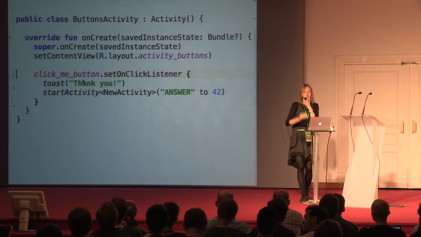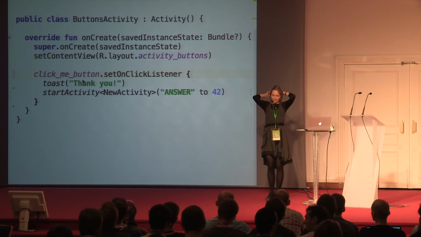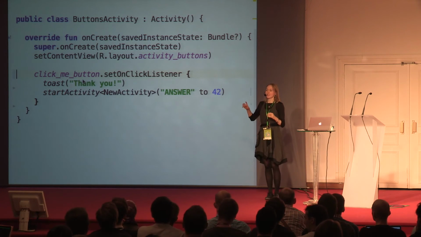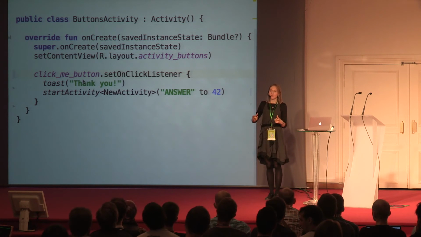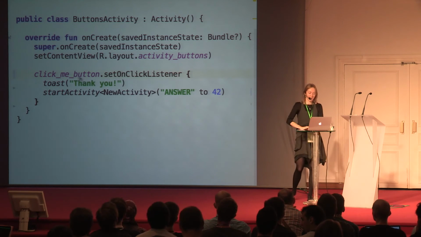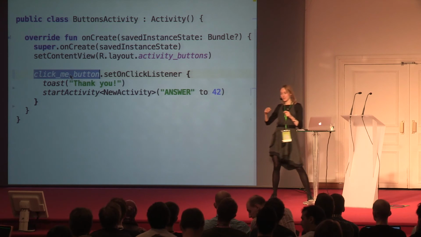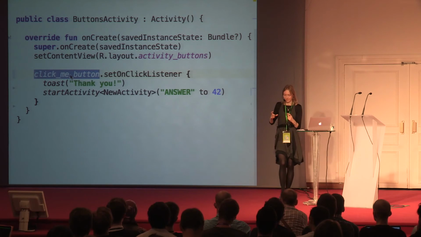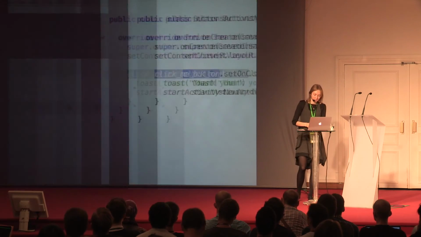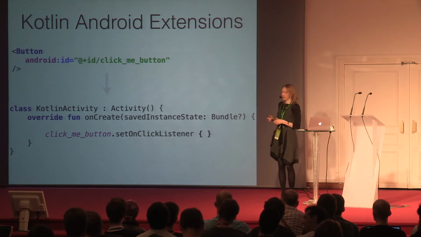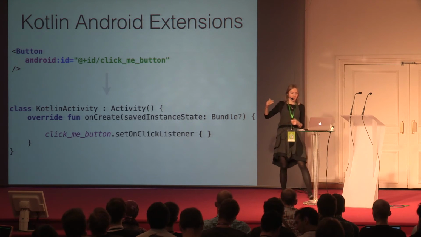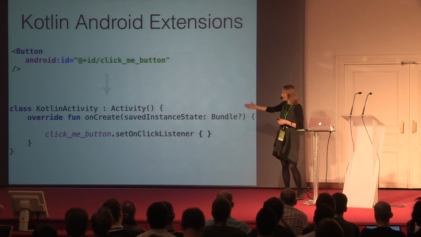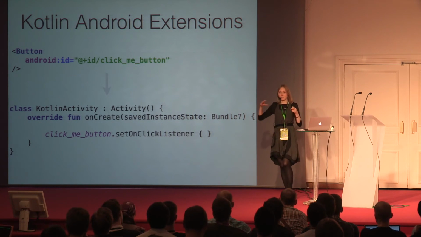No. In Kotlin, there is a special plugin called Kotlin Android Extensions. What it does is allow you to call the view that is mentioned in your XML by ID, just by its name, like this. So if you declare a click me button with an ID somewhere in your XML layout, in the Kotlin activity you just use it as click me button. It's an extension plugin for Kotlin.